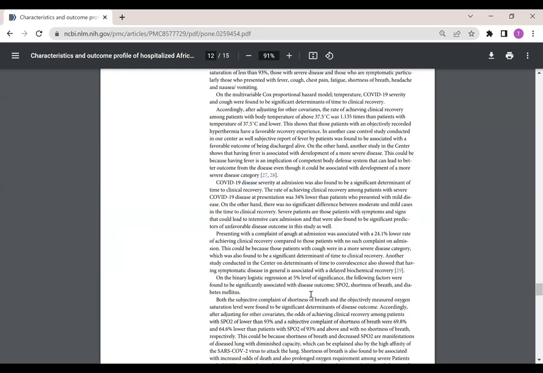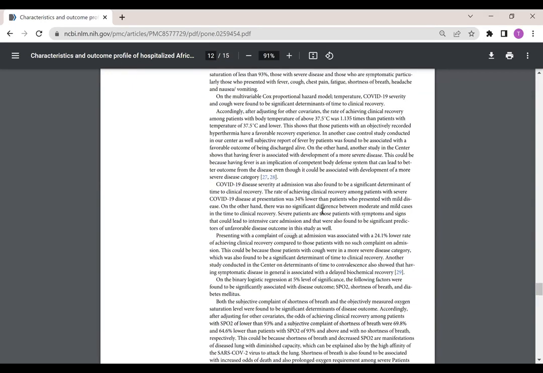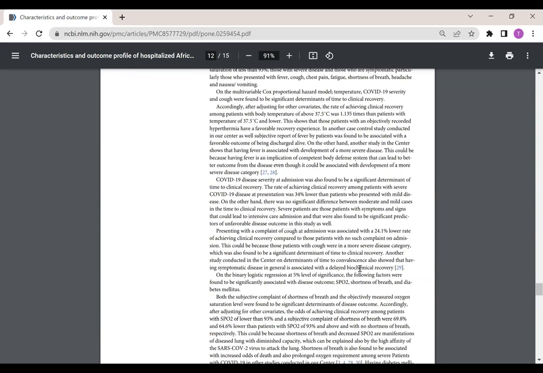So we have followed the same presentation flow, and we presented our finding in the context of what's already known, why having fever was associated, what was its implication. Is it because it shows a competent body defense system, or why was there a significant association? Even for severity, for cough, for everything, you have to present the available evidence, support it with current policy whenever possible, and compare it with other results.